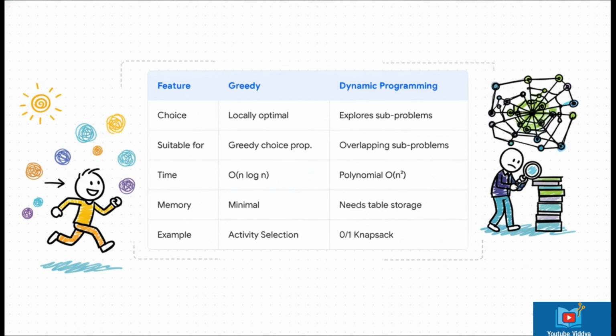Greedy only works when a problem has that very special greedy choice property. DP works for any problem with overlapping subproblems and optimal substructure. And of course, that leads to a huge difference in performance. Greedy is often way faster, while DP is typically slower but much more powerful and guaranteed to be correct.